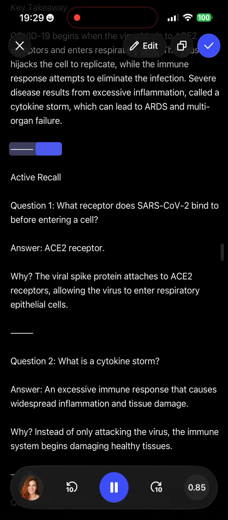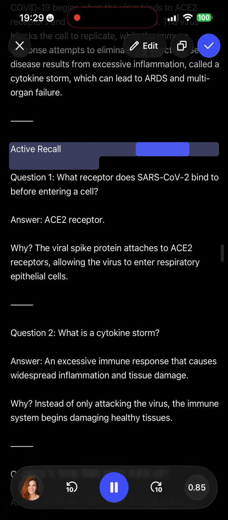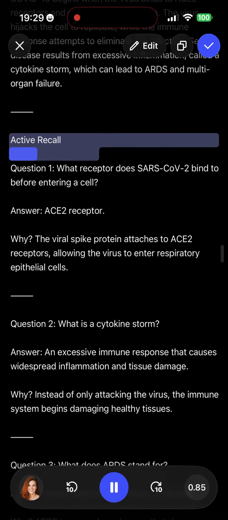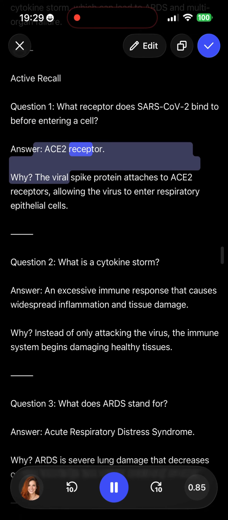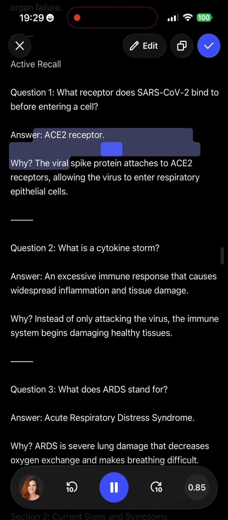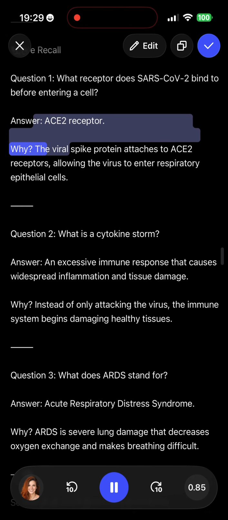Active recall. Question 1. What receptor does SARS-CoV-2 bind to before entering a cell? Answer: ACE2 receptor. Why? The viral spike protein attaches to ACE2 receptors, allowing the virus to enter respiratory epithelial cells.